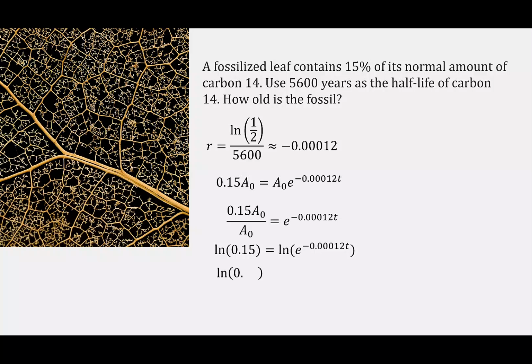This gives me natural log of 0.15 equals negative 0.00012t. My last step is to divide by the negative 0.00012. The natural log of 0.15 over negative 0.00012 gives us t. This is about 34,997.54, which we would realistically report as 35,000 if we were outside of an academic setting.